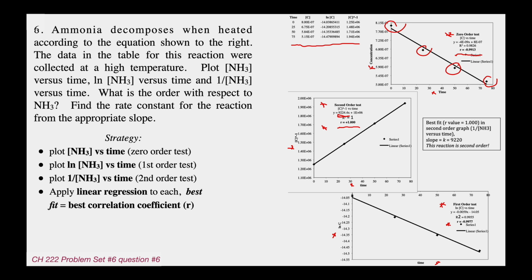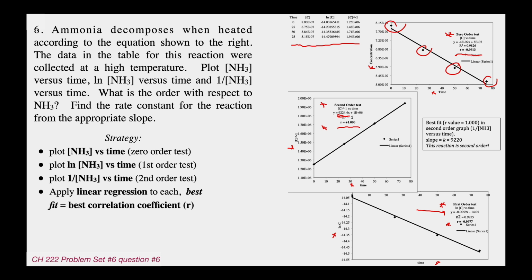Down here for first order, if this would have been the best fit, then we would have said the K value equals positive 0.00590, 3 sig figs, I guess. But anyway, notice how I made the rate constant positive. Rate constants are always positive, but for a first order test, the slope is negative. So slope equals negative K. K would be the opposite of slope.